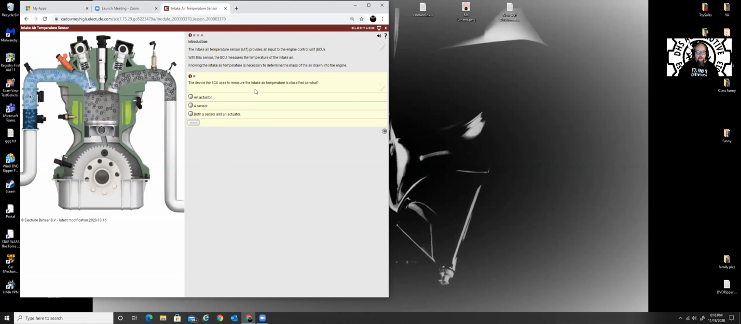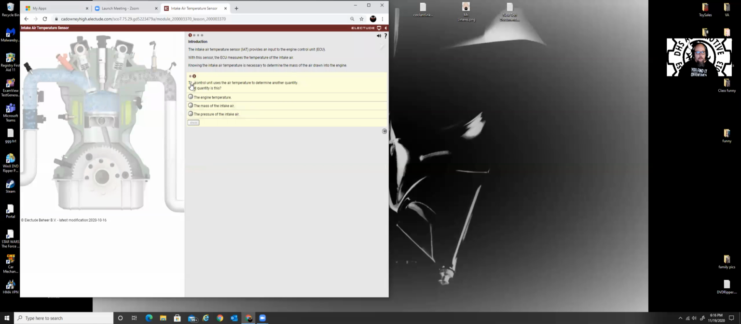The device the ECU uses to measure the intake air temperature is called a sensor. It is not an actuator. Actuators act, they do things. Sensors sense, and they report information to the computer, okay? The control unit, the computer, uses air intake temperature to determine another quantity. What quantity is this? Up in here, it talks about just what I said, okay?